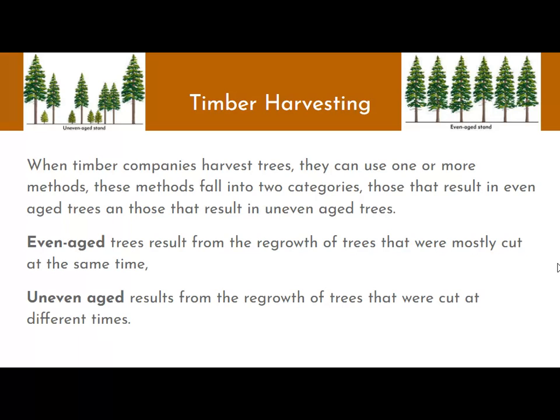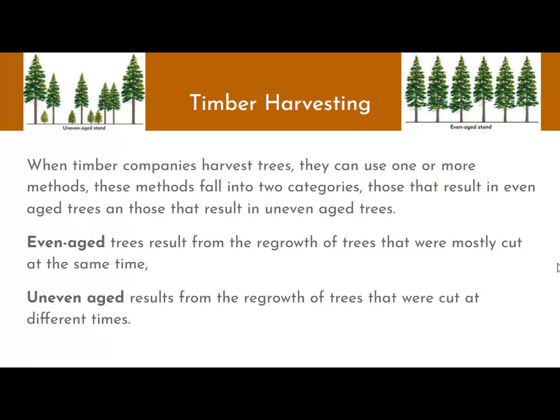Uneven aged trees result from regrowth from trees that were cut at different times. So if you go through and you cut every other tree and then you replant and you give those some time to grow and then you go through and cut what was left and replant and let those grow, we now have a couple different layers of tree growth, resulting in uneven aged trees.